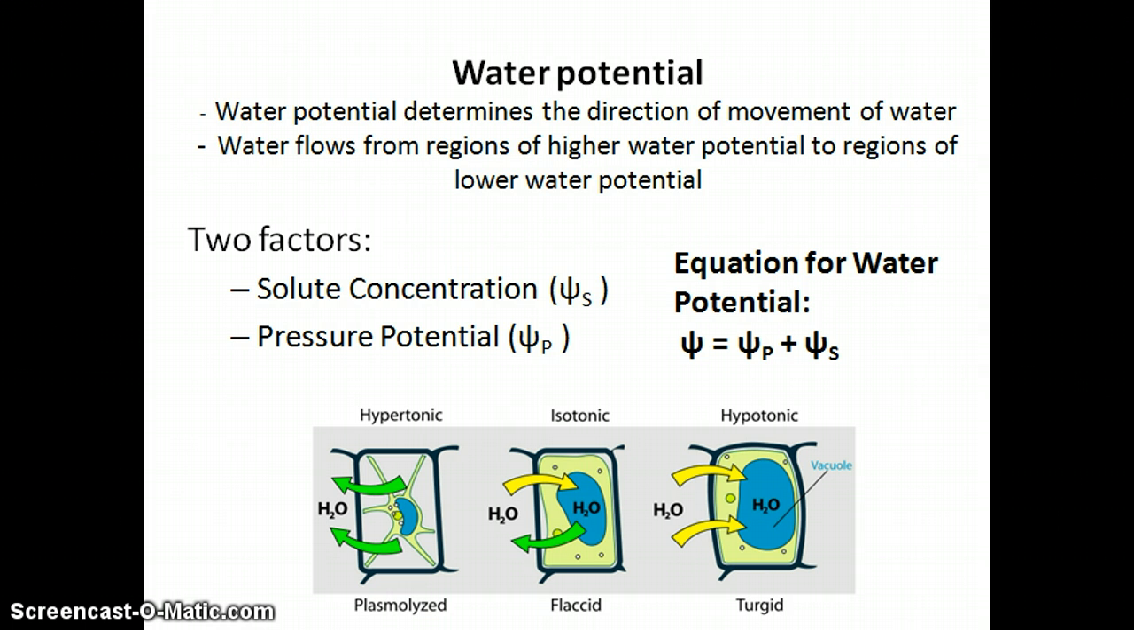Just to review a little bit, we discussed this in class, but water flows from regions of higher water potential to regions of lower water potential. There are two factors in water potential. One is the solute concentration, which we represent as psi S, and the pressure potential, which we represent as psi P. The equation for water potential, therefore, is psi equals psi P plus psi S. We're going to go through how this all works in a second.